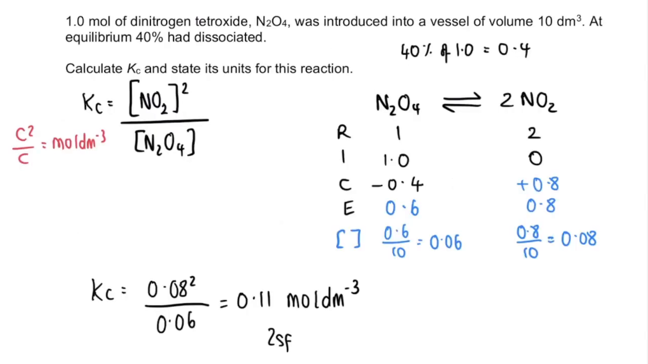So if you've managed to do that, you should have got this answer. Just notice that 40% of 1 is 0.4, so the 0.4 has been lost, 0.6 remains at equilibrium. And if 0.4 has been lost, 0.8 of the NO2 has been created. I've divided through by volume to get concentration, and I've put those into my Kc expression and given the answer to 2 SF.